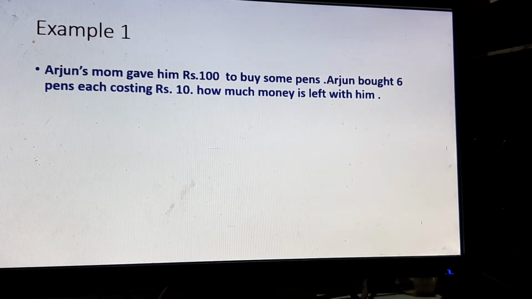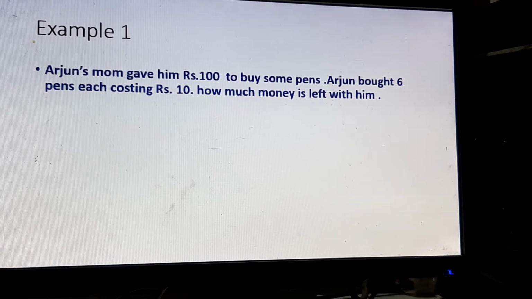Now these are some questions where we have to do multiple operations. Sometimes we have to add, sometimes multiply, sometimes subtract, sometimes divide. So we have to choose our strategy. First you think, how many pens did he buy? 6 pens. Costing how many rupees? 10 rupees. So he has to pay 10 plus 10 plus 10 plus 10 plus 10 plus 10. How many times? 6 times. So how much money does he have to pay to the shopkeeper? 6 times 10, that is 60. So here you have to multiply.